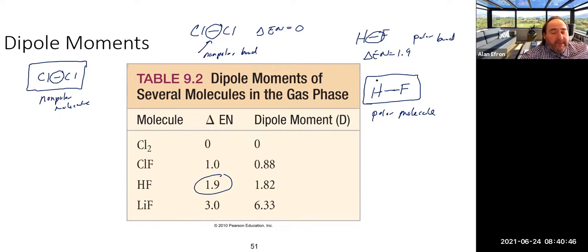We could represent that polar molecule with that arrow, and this would have what is referred to as a dipole moment. Again, this arrow points to the fluorine, which means that the fluorine is more negative, and the part that looks like the plus sign, as we talked about, points to the hydrogen, which is more partially positive.